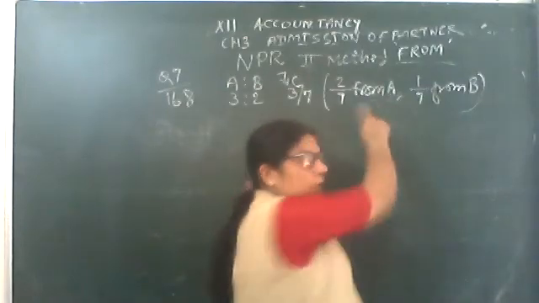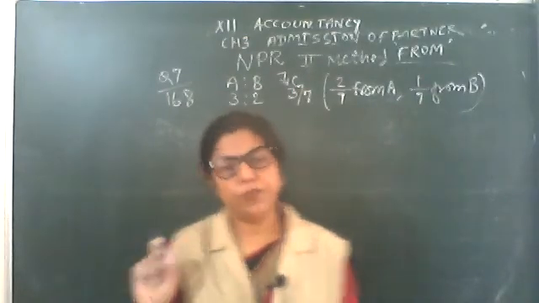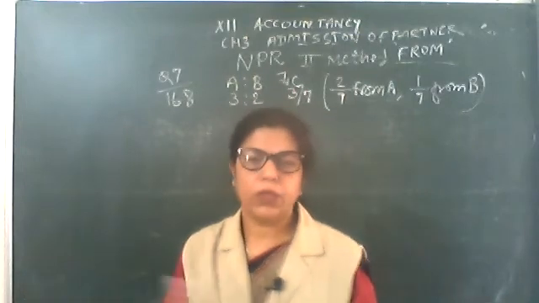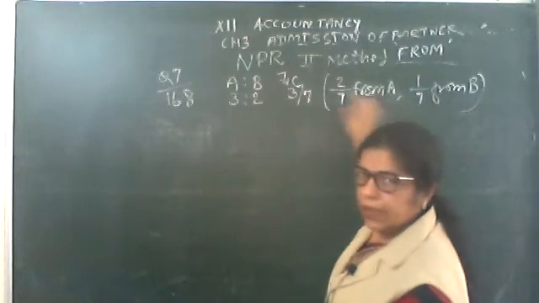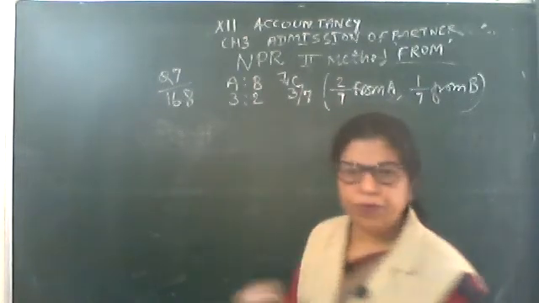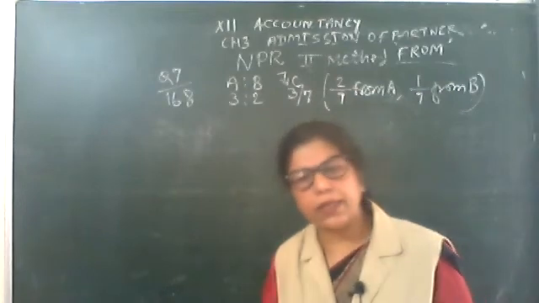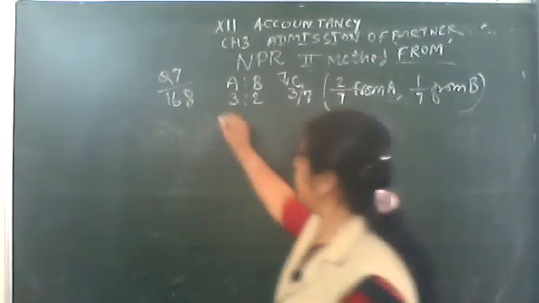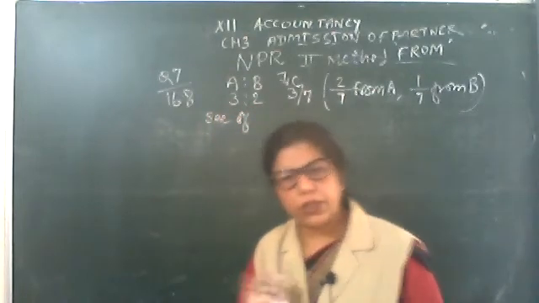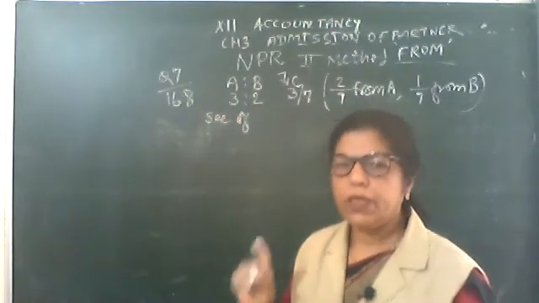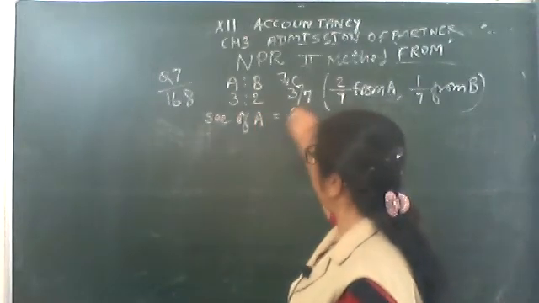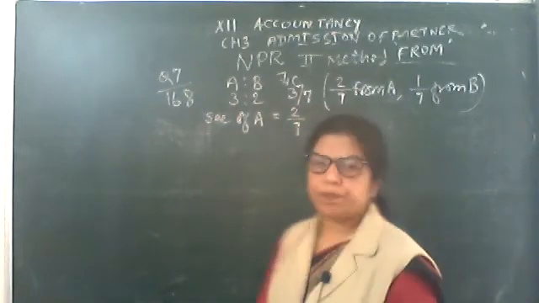It means this is the second condition with the word from. Clearly, children, from A, 2 by 7, simple. 2 by 7 from A means A sacrifices 2 by 7. So you will write in the same way. Don't change your steps. They will be the same. Sacrifice of A is 2 by 7.